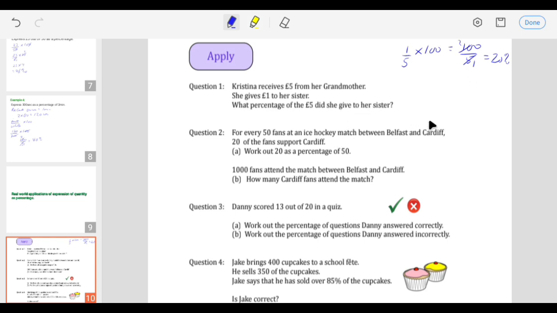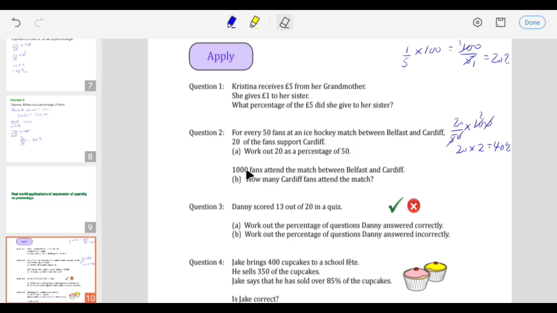So let's move to the second question. The second question says that for every 50 fans at an ice hockey match between Belfast and Cardiff, 20 of the fans support Cardiff. Work out 20 as a percentage of 50. Now, the whole is 50 and the part is 20. We multiply by 100. So we reduce this. This will be 2. So we have 20 times 2. And this is going to give us 40. So 40% of the fans support Cardiff.